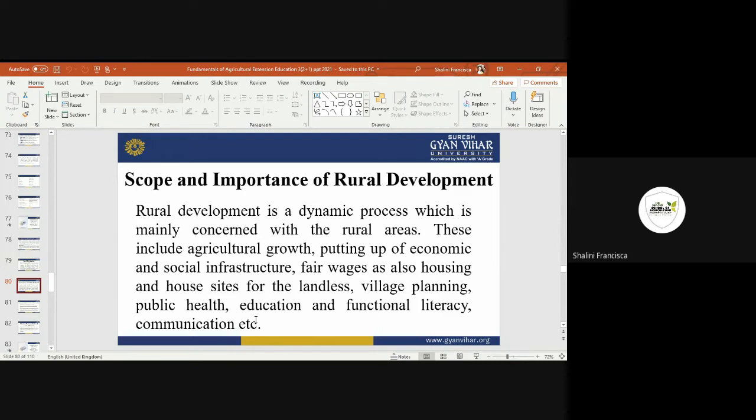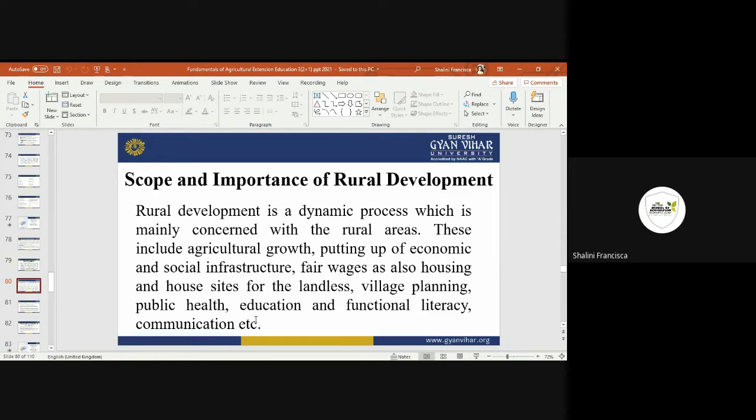Then education is another one. If there are schools, institutes, colleges, or degree colleges, then they don't need to move from the particular area to other places. Then functional literacy. Functional literacy here is knowing how to do a process and how much this process is going to affect them. All these things are there.